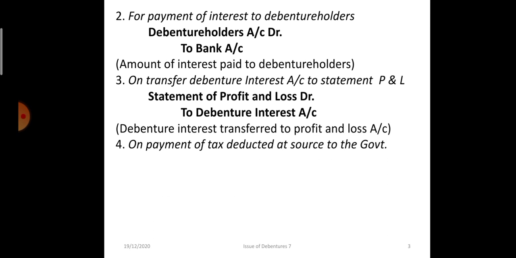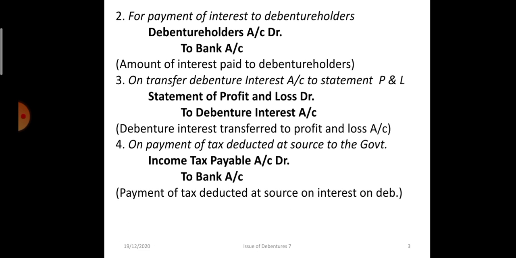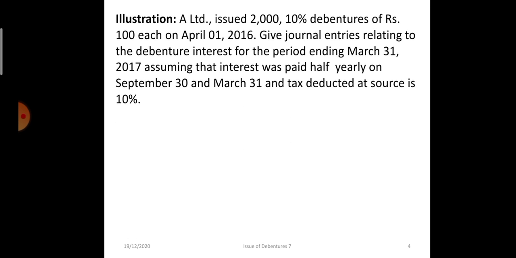And when the tax deducted is paid to the government, income tax payable account debit to bank. These 4 entries are there. If the interest is payable periodically, some of these entries will be recorded twice. Let's understand this taking one illustration.